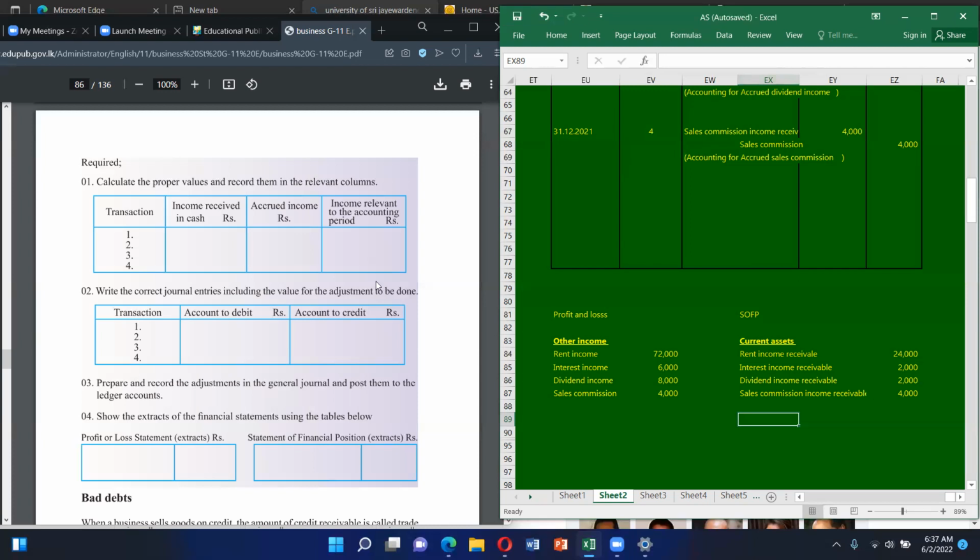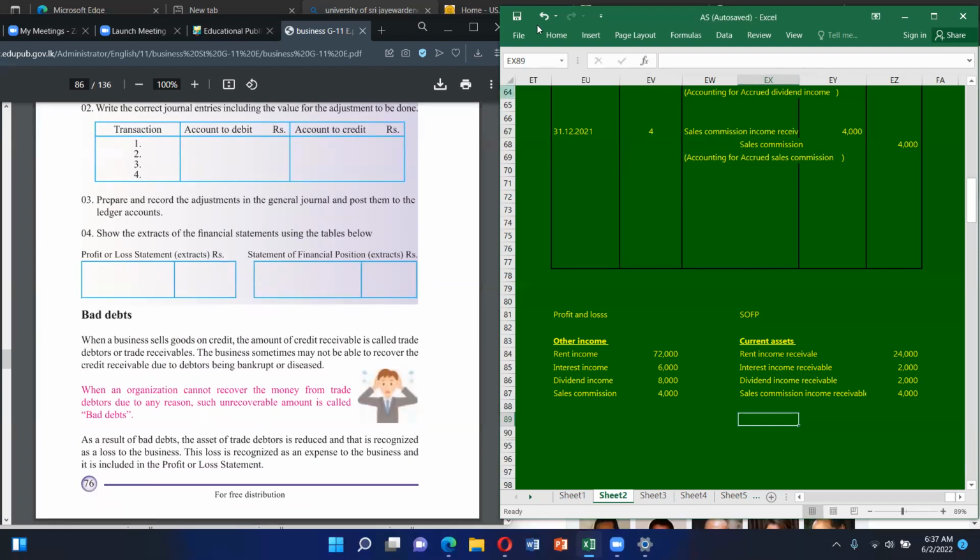Income receivable is an asset account, and income is a revenue or income account, so that needs to be credited. Asset account debit. So asset debit, revenue credit. Okay, now we move on to bad debts. So please write our topic: bad debts.